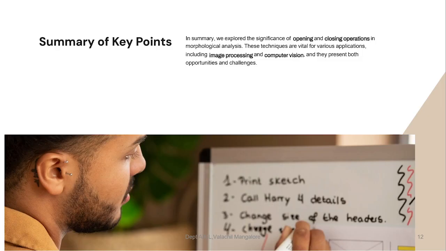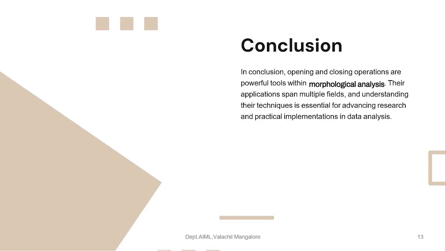Summary of the key points. In summary, we explored the significance of opening and closing operations in morphological analysis. These techniques are vital for various applications, including image processing and computer vision, and they present both opportunities and challenges. By combining opening and closing with other morphological operations, complex tasks like segmentation, feature extraction, and object detection become more effective.